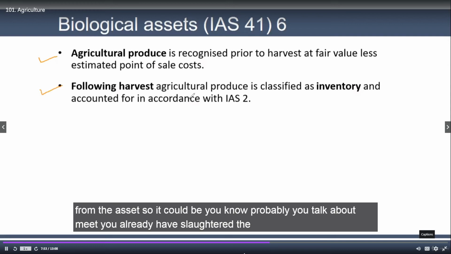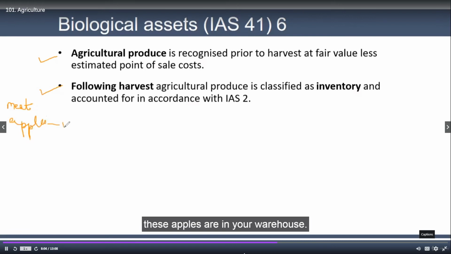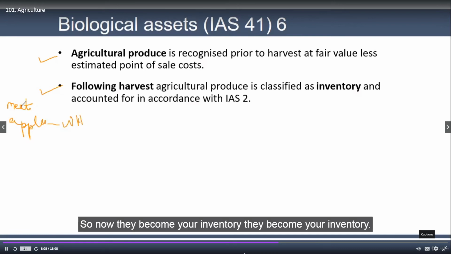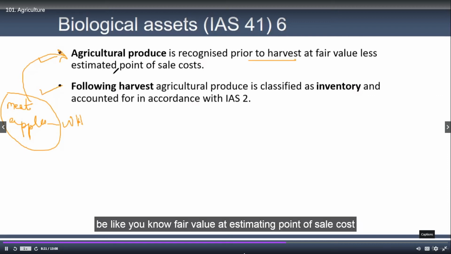So it could be, probably you talk about meat. You already have slaughtered the animal, so that's meat. Or probably you have got apples, which you already have taken off the trees, and these apples are in your warehouse. So now they become your inventory. As long as they were attached to the asset prior to harvest, then you take them at fair value less estimated point of sale cost.